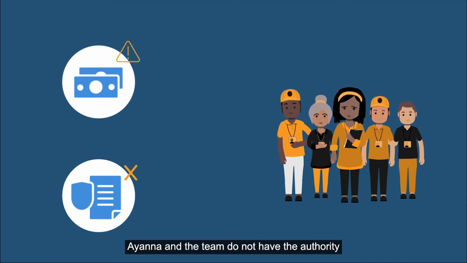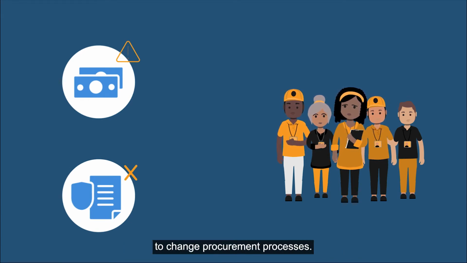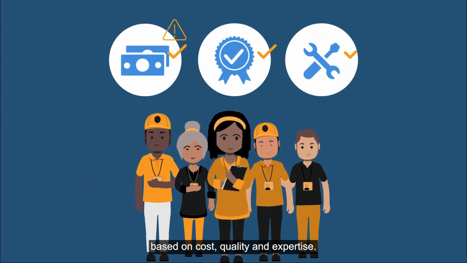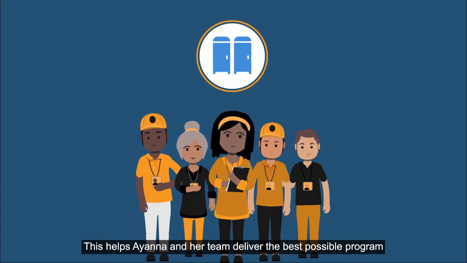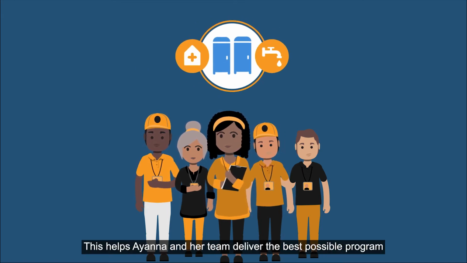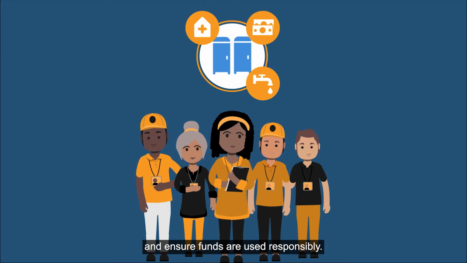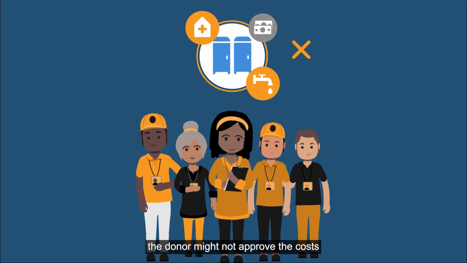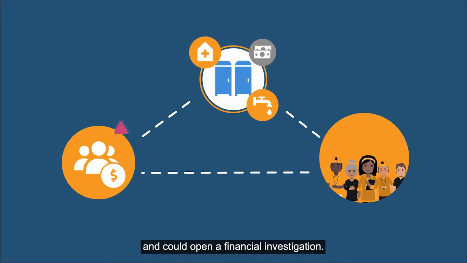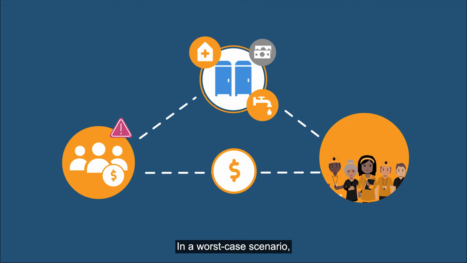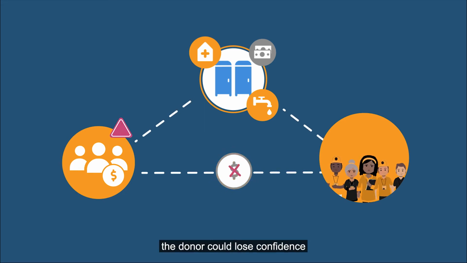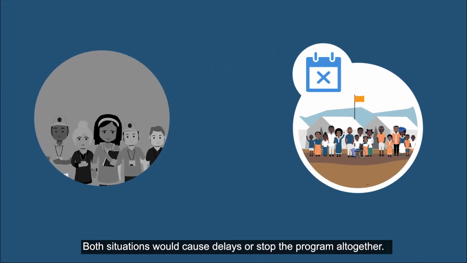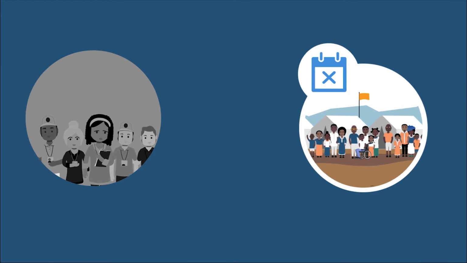Ayana and the team do not have the authority to change procurement processes. These processes help their organization to select suppliers based on cost, quality, and expertise. This helps Ayana and her team deliver the best possible program and ensure funds are used responsibly. If they ignore some steps in the process, the donor might not approve the costs and could open a financial investigation. In a worst-case scenario, the donor could lose confidence and suspend the program and funding indefinitely. Both situations would cause delays or stop the program altogether.